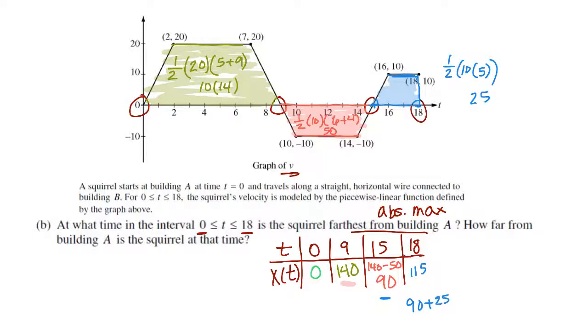So now we have enough information to answer this, and it would make sense that at time t equals 9, the squirrel is the farthest from building A.